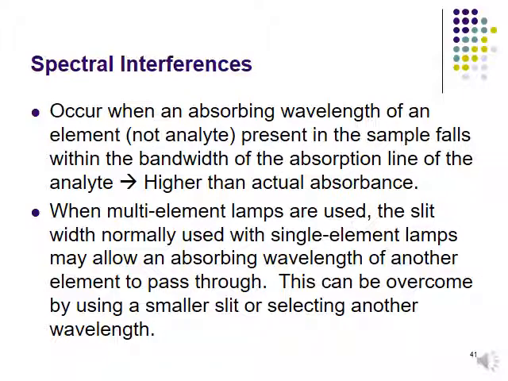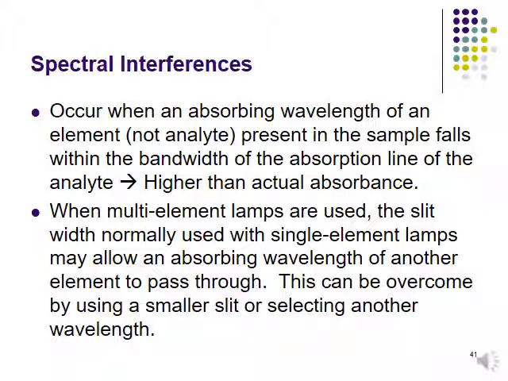Next is the spectral interference. This kind of interference occurs when an absorbing wavelength of an element which is not your analyte, present in the sample, falls within the bandwidth of the absorption line of your analyte, giving a higher than actual absorbance. This is a spectral interference, also called a ghost peak. When there is a ghost peak on your analyte's peak, it will make your absorbance peak become higher. This is something you should know how to overcome.